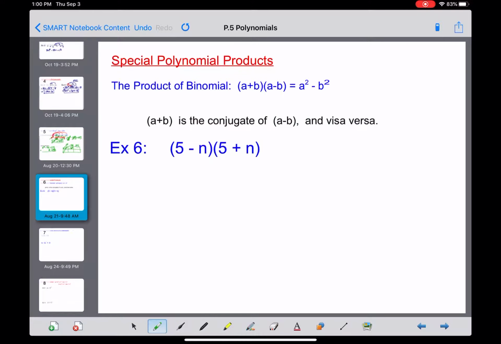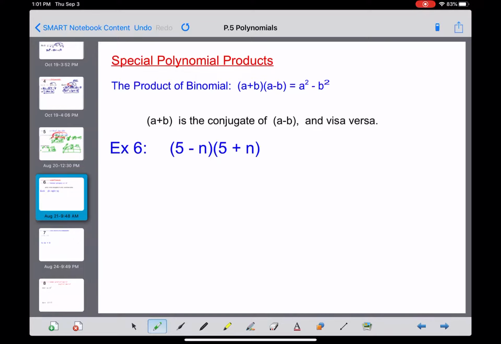Okay, now we are going to look at some special polynomials. The product of a binomial is really nice when we start to recognize some patterns, because when you're factoring, it's easier to factor noticing those patterns, and it's also quicker to multiply.